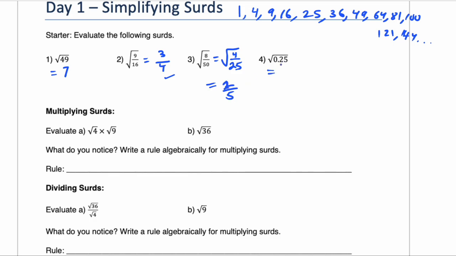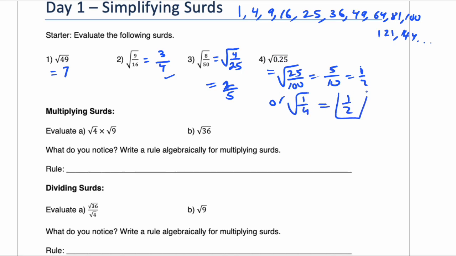Now, whenever you have a decimal, it's actually a lot easier sometimes to write it as a fraction. So this is root 25 over 100, or just 5 over 10, or just half. Or you could write 0.25 as a quarter, and you get the same thing, you get half.